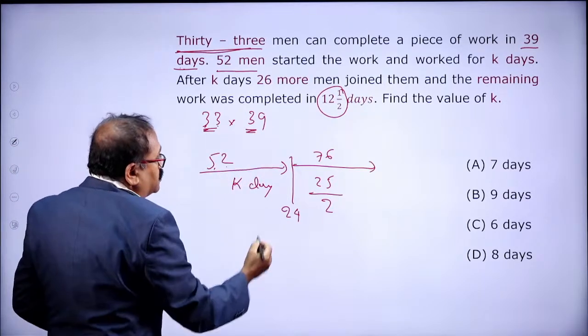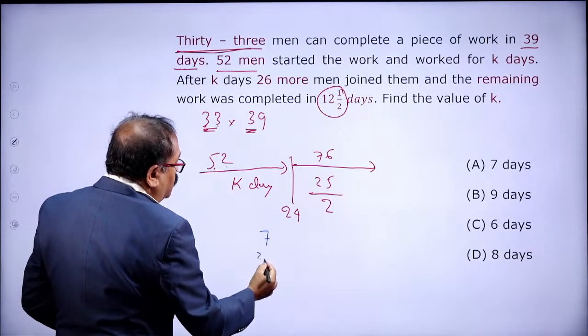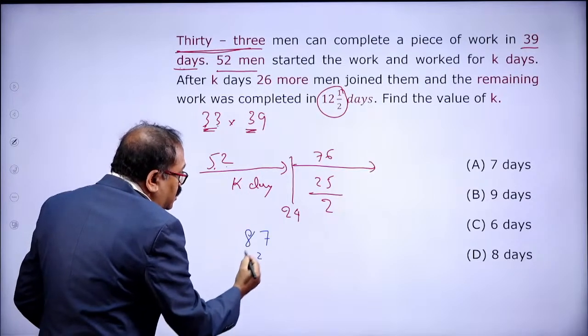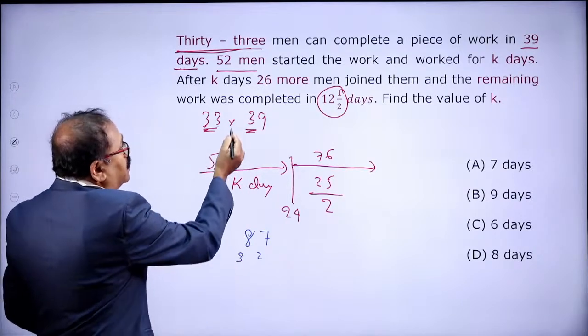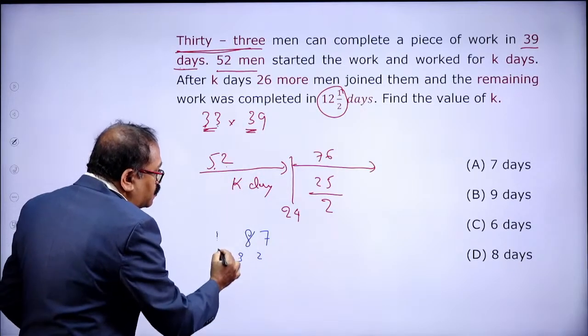So this work is 33 into 39. Let's write it down. 3 nines are 27, carry 2. And this is 12. 3 threes are 9, 9 plus 3 is 12. 3 threes are 36 plus 2 is 38, carry 3. And the last part is 3 threes are 9, and 9 plus 3 is 12.